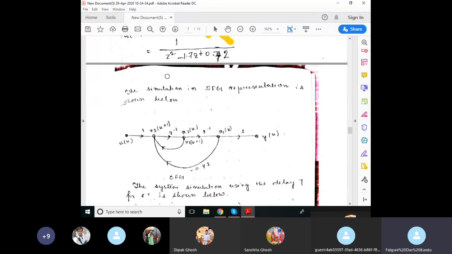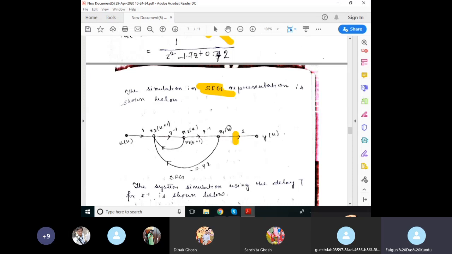Now this example can be formulated by the signal flow graph. Okay, so yk is nothing but x1k, yk is equal to x1k, so there is a gain of 1 into x1.